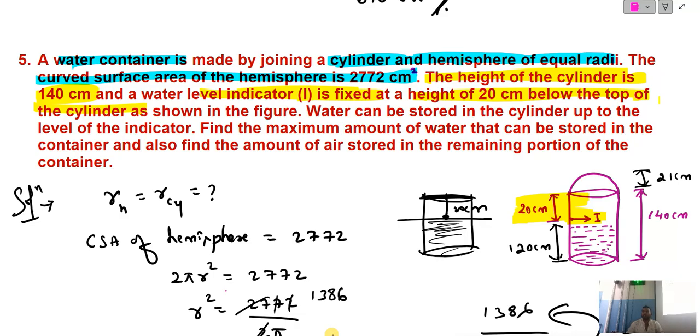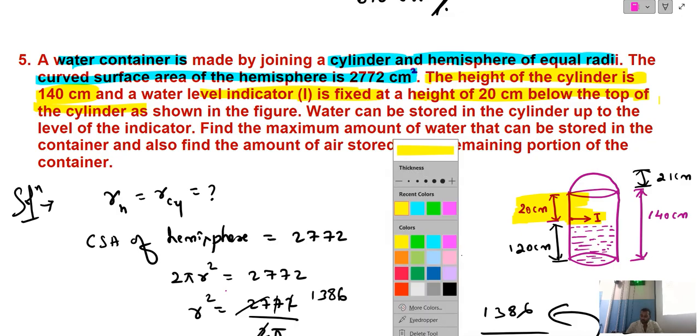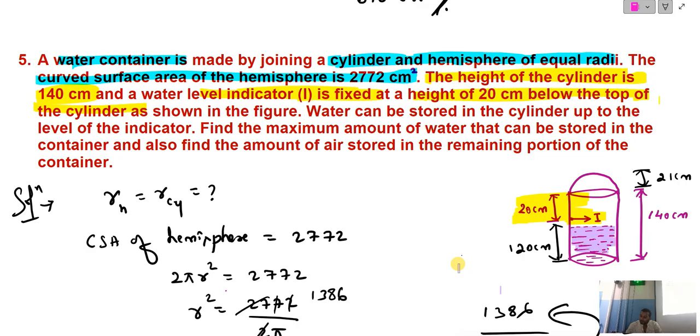Understood the concept? Yes. Now, water can be stored in the cylinder up to the height of the indicator. Now we got to know that. Now, find the maximum amount of water that can be stored in the container. अब पानी कितना भरा है container में? How much water is filled in the container? The water is filled from here to here, right? Yes, sir. Only this much water is filled, no?